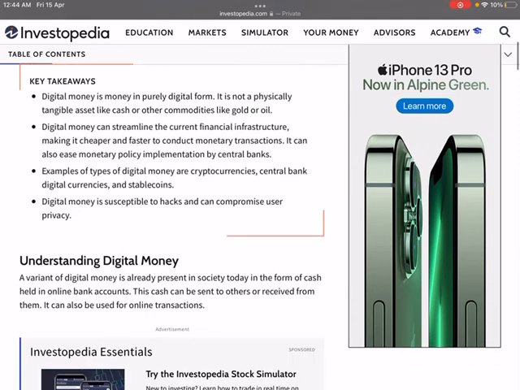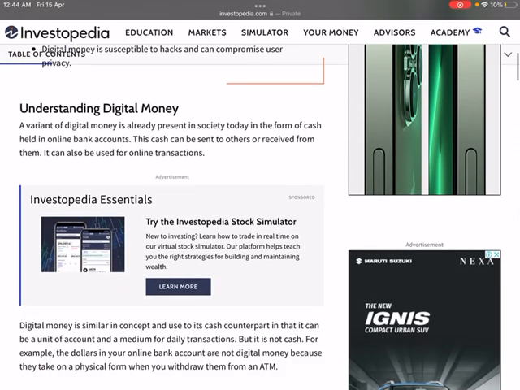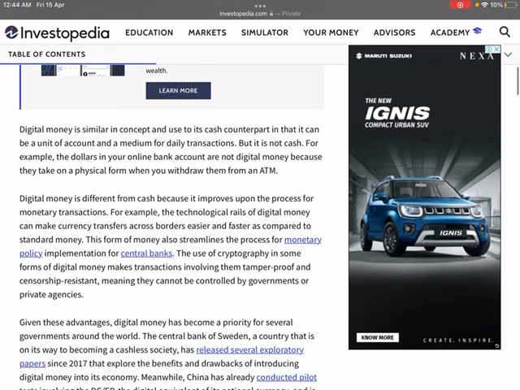Understanding digital money. A variant of digital money is already present in society today in the form of cash held in online bank accounts. This cash can be sent or received from them. It can also be used for online transactions. Digital money is similar in concept and use to its cash counterpart in that it can be a unit of account and a medium of daily transactions, but it's not cash.